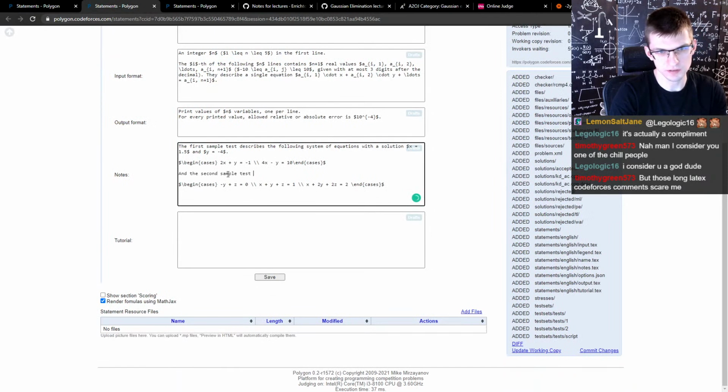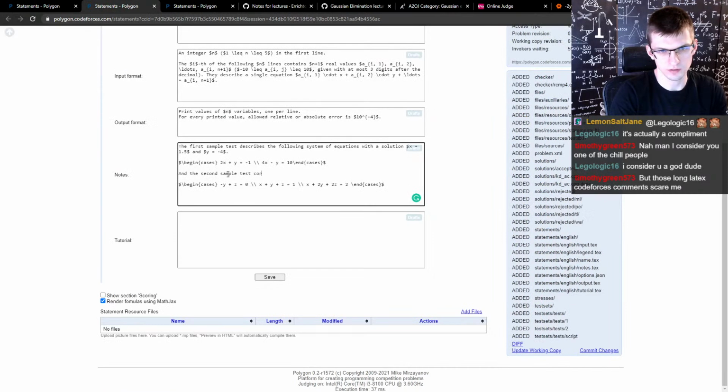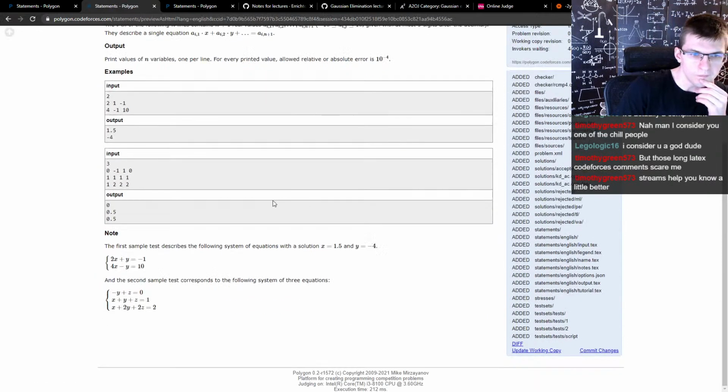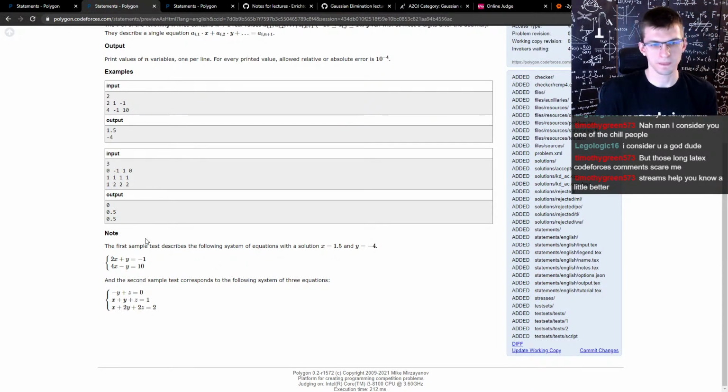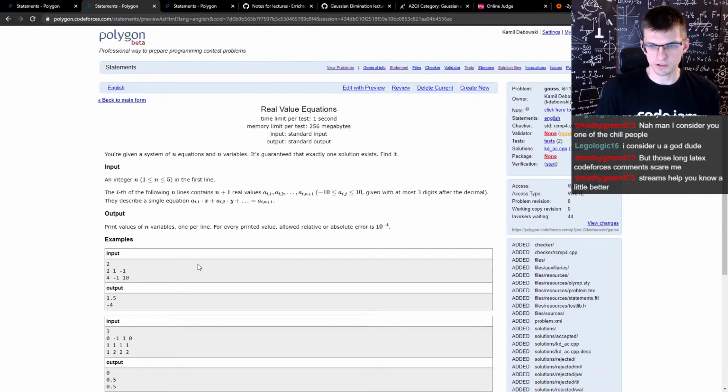Second sample test corresponds to the following. Minus y plus z is 0. That. Okay, cool. I think we're done here with samples.